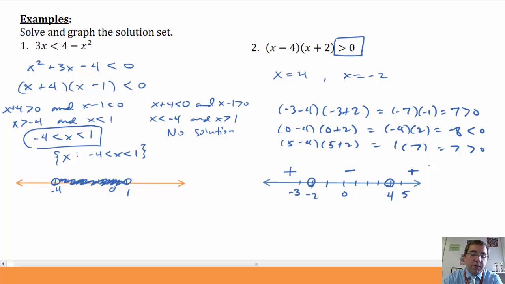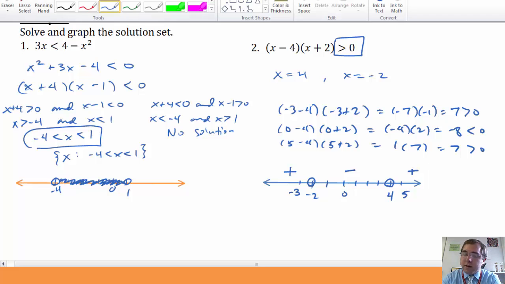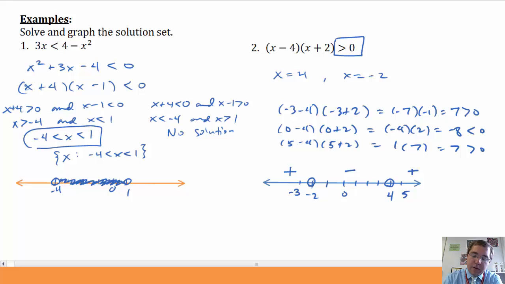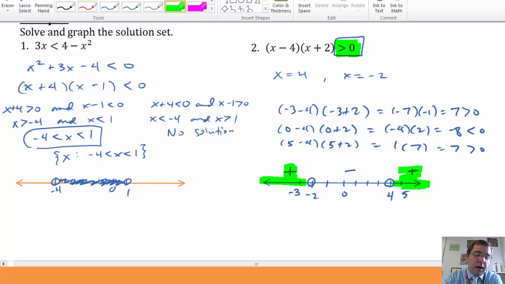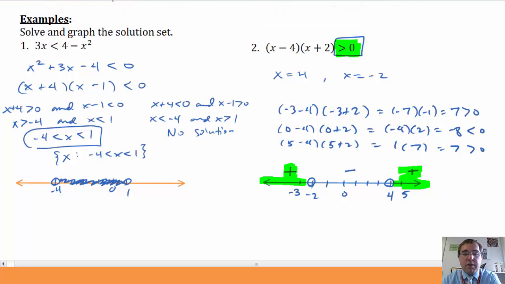So I've now figured out what happens in each of the 3 sections of my number line. I'm positive anywhere to the left of negative 2. I'm also positive anywhere to the right of 4, and I want to be positive. So those are the sections of my graph that I need. I'm negative in between negative 2 and 4, but I don't want where it's negative. I want only where it's positive. So I'm going to shade everything to the left of negative 2 and everything to the right of 4.